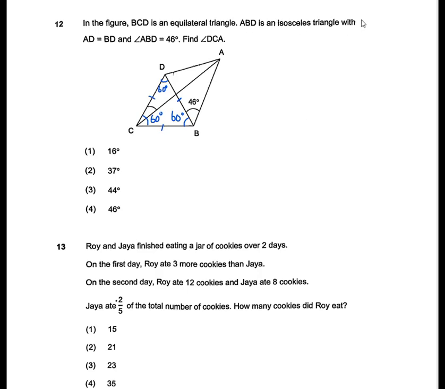ABD is an isosceles triangle with AD equal to BD. So if these two sides are equal in an isosceles triangle, the corresponding angles are also equal. So if this is 46, and because we are talking about this triangle ADB, this whole thing is 46.